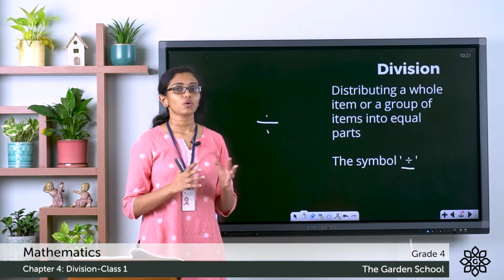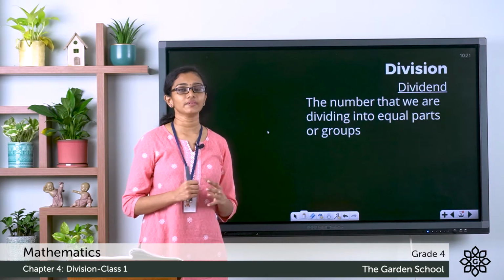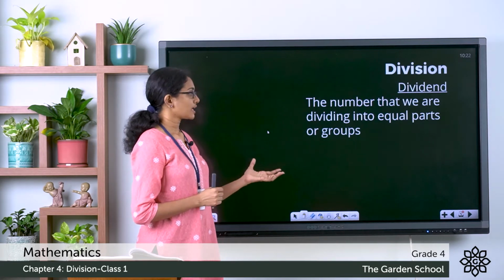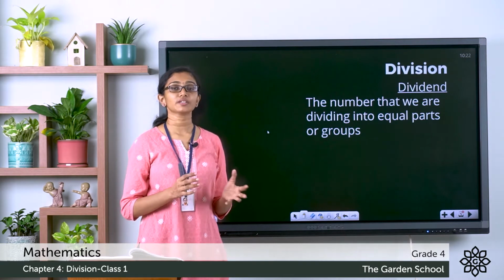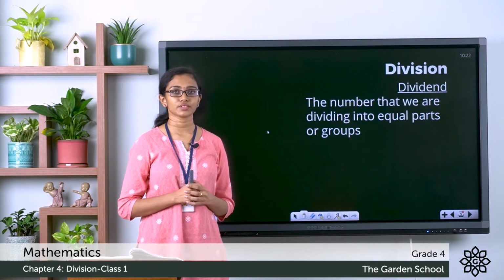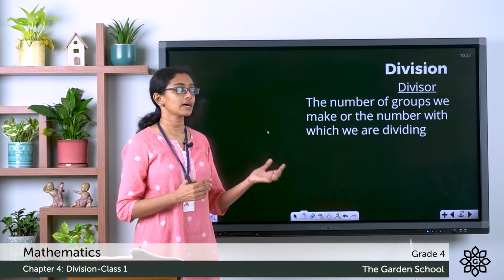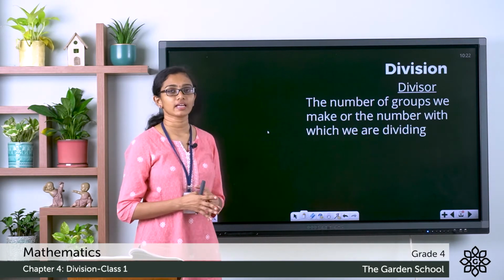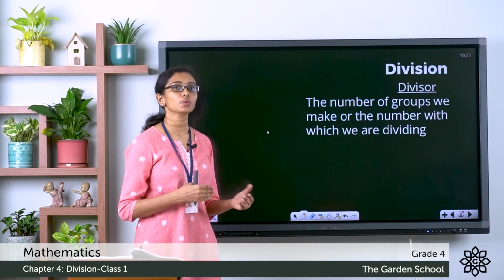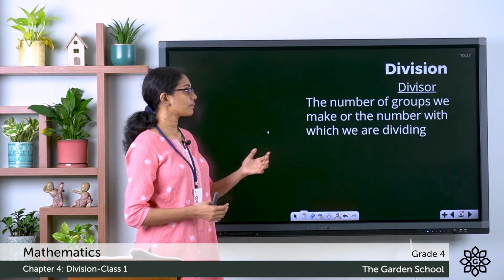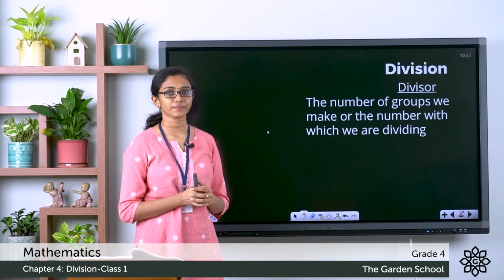So that number or that whole that you are dividing, that is called the dividend. So the number that we are dividing into equal parts or groups, that is called the dividend in a division. And the number of groups that you are forming or the number with which you are dividing, that's called the divisor. So the number of groups we make or the number with which we are dividing, that's called the divisor.